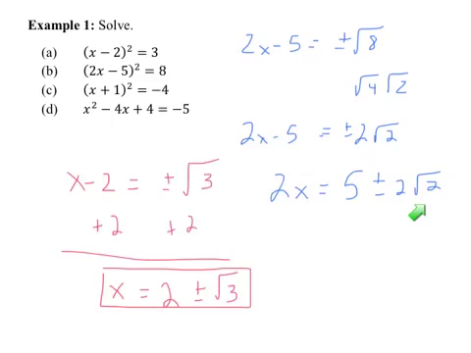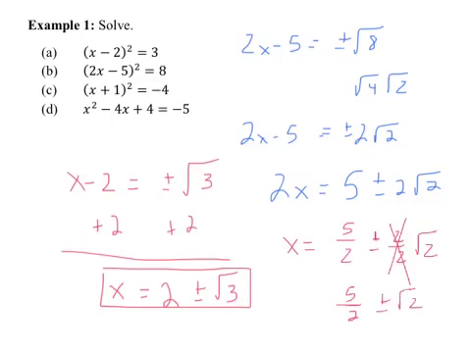Now in this case we still have to divide by this 2, so let's divide both sides by 2. This is going to give me 5 halves plus or minus 2 halves root 2. But 2 halves is just 1, so that goes away. So your answers are 5 halves plus or minus radical 2. And again, our answers in this case are binomial conjugates.